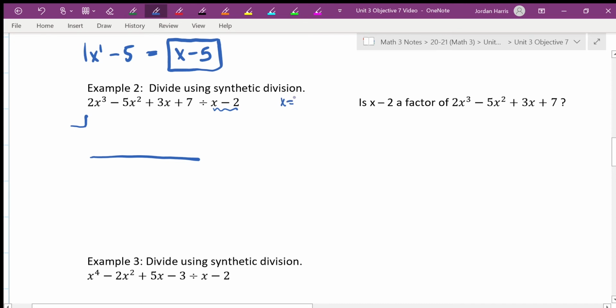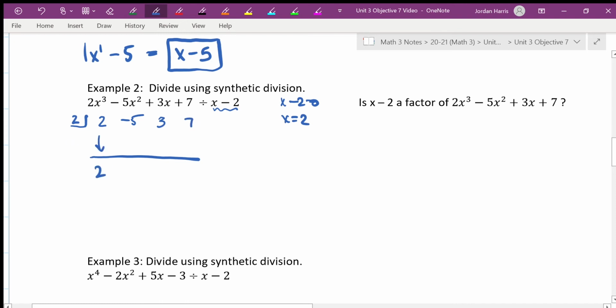So I set it equal to 0, and I get x minus 2 equals 0, add 2, and I get x equals 2. So that goes in the box. The 0 goes in the box. Then we need all of our coefficients. Check. Do I have all the exponents? 3, 2, 1, constant. Good. They're in order, so I just use the coefficients. Positive 2, negative 5, positive 3, positive 7.